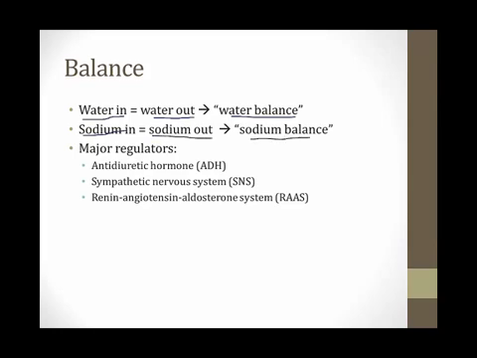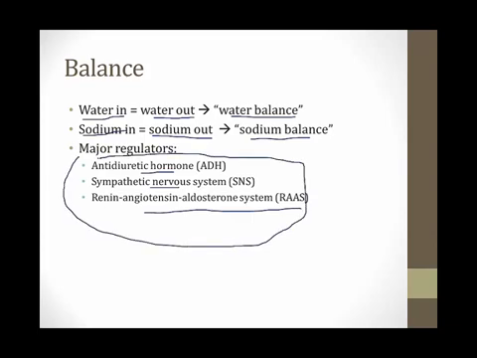And the major regulators of water and sodium balance are antidiuretic hormone, the sympathetic nervous system, and the renin-angiotensin-aldosterone system. Now, I talk about these hormones and systems in lots of other videos, but what we're going to do in this video is talk about how they all work in concert to maintain sodium and water balance. And the reason this is important is because sodium and water balance questions are the basis for many renal physiology questions that will appear on school exams and the USMLE Step 1 exam.